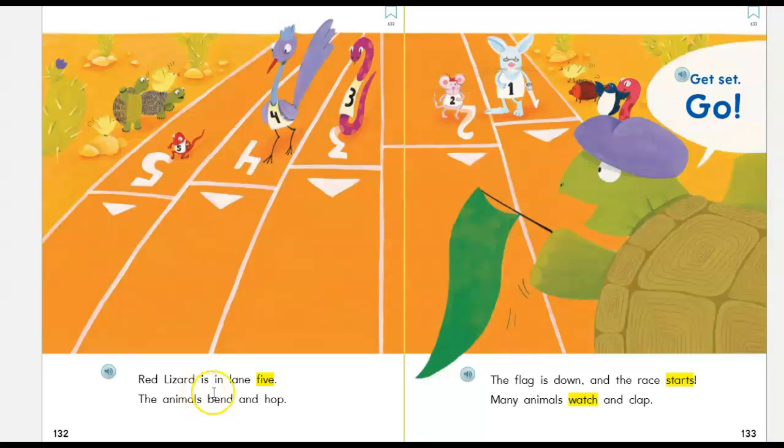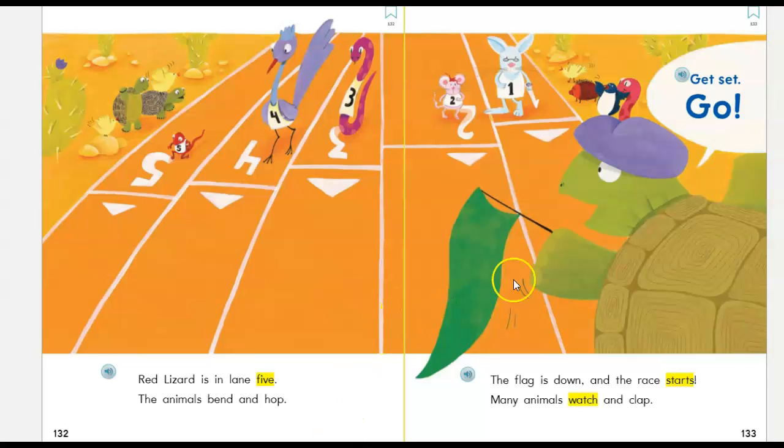Red Lizard is in lane 5. The animals bend and hop. The flag is down and the race starts. Many animals watch and clap.